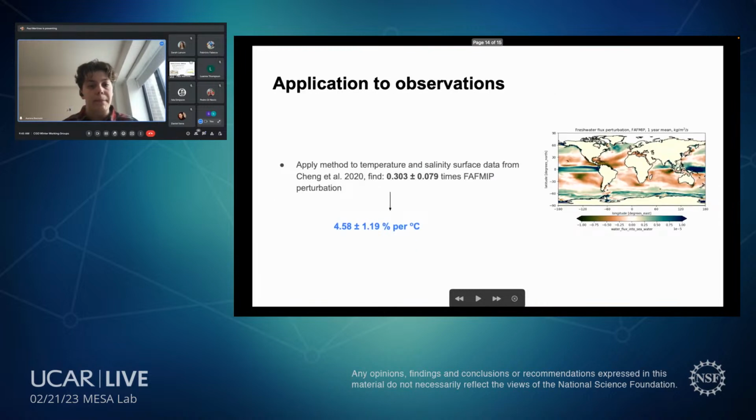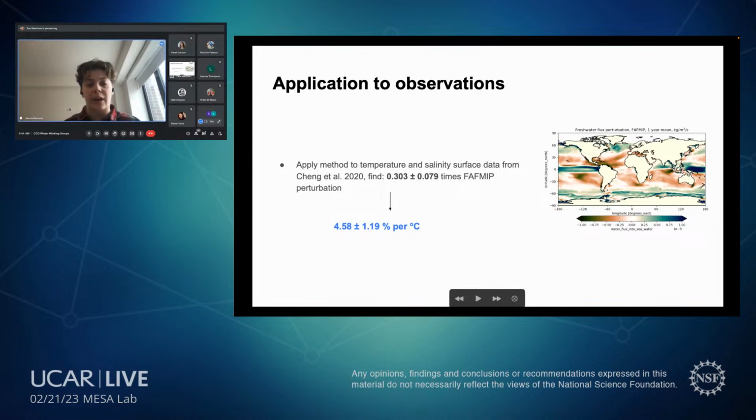Next slide. Okay, so now that we've tested on CESM model data, we're going to turn to observations. So here we're looking at salinity and temperature data from Cheng et al. 2020. And the first thing to note here is that this data easily meets and beats the significance criteria that we talked about on the previous slide. So the forced response is clearly visible beyond the internal variability. And so we proceed with applying the method as we did before.